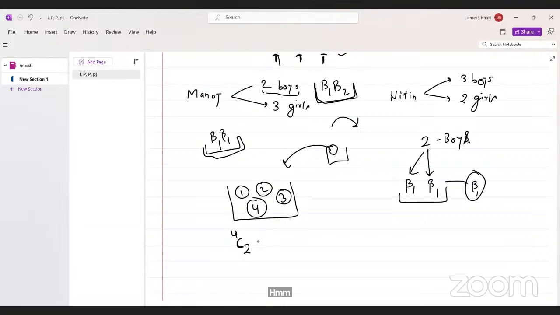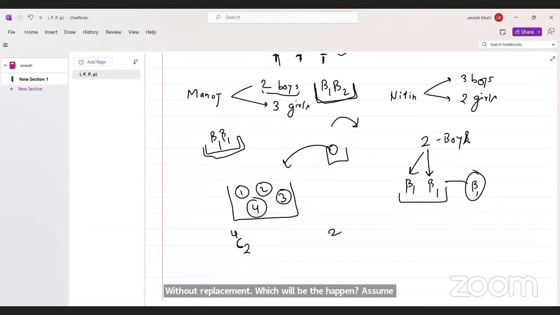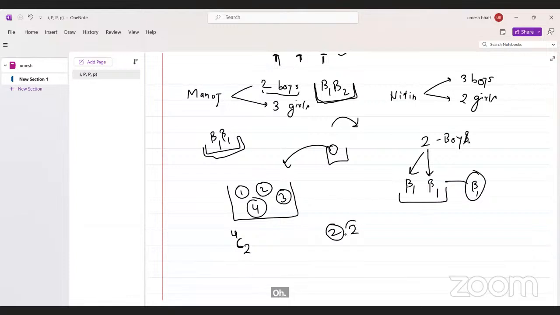If this event is happening without replacement, with replacement what will happen? Assume that in the first case I choose ball 2. Then I replace it. Now in my bucket, how many balls are there? 4. And in the second case, maybe I choose 2 again.